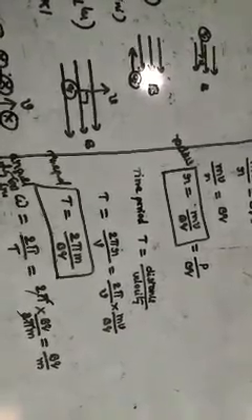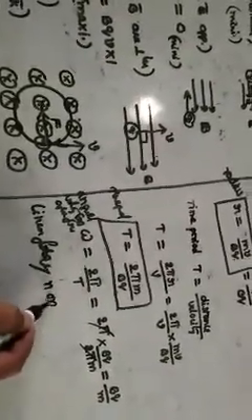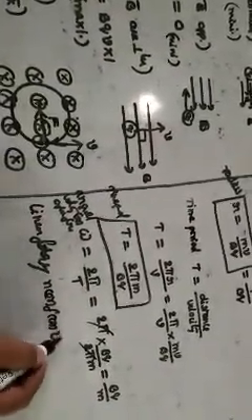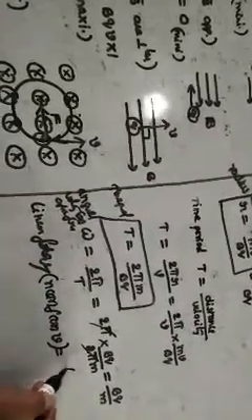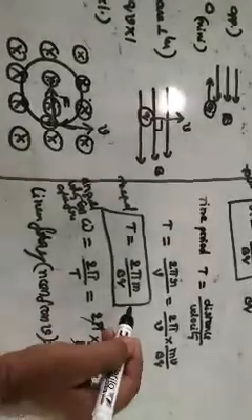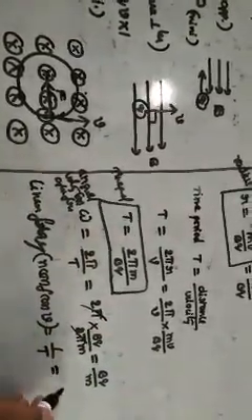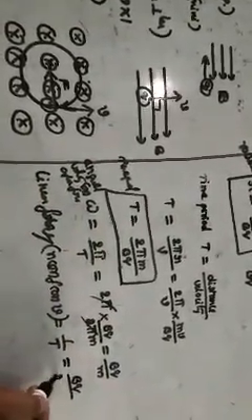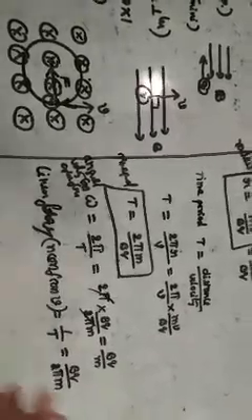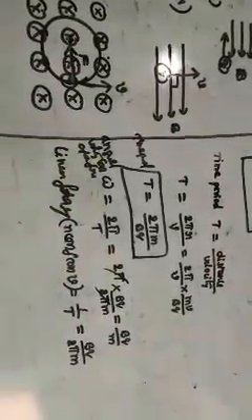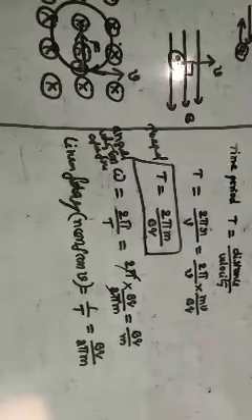Linear frequency, meaning n or f or nu, whatever it may be, is equal to 1 by time period. So the reverse of it. So frequency is nothing but bq by 2 pi m. So this is the point, bq by 2 pi m. This is the frequency formula.